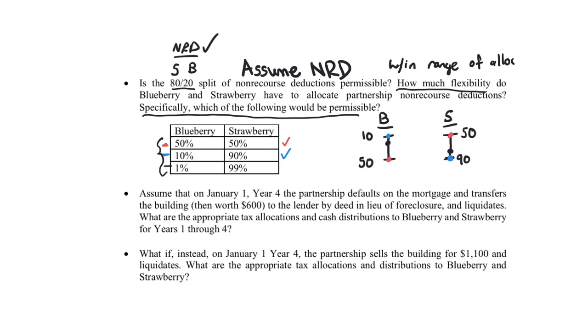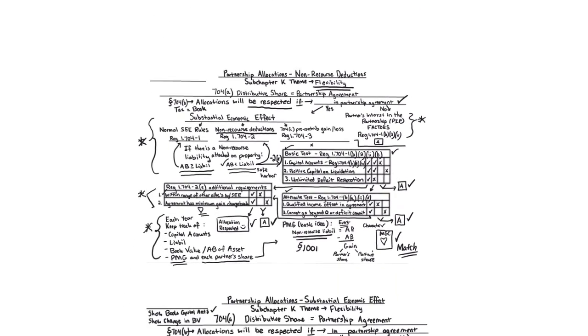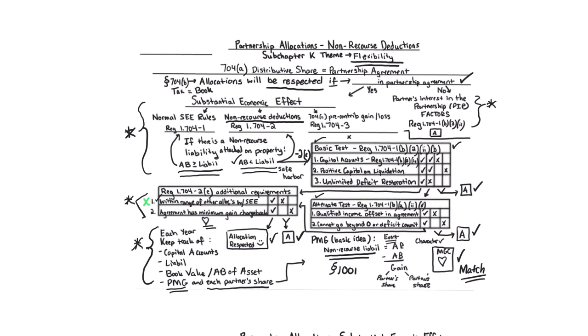Finally, let's do 1%, 99%, in green. Now we're up here for blueberry and down here for strawberry. Uh-oh. We're not within the range or on the cusps. We are outside. Bad. That one would not be respected. And if you did not have that, look at our chart, we would fail number one. And if we fail number one, uh-oh, we are partners interested in partnership, and that is not good. We do not want to be there. It gets us into a lot of trouble.